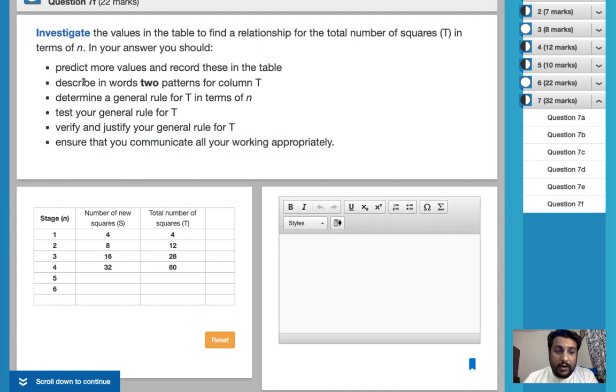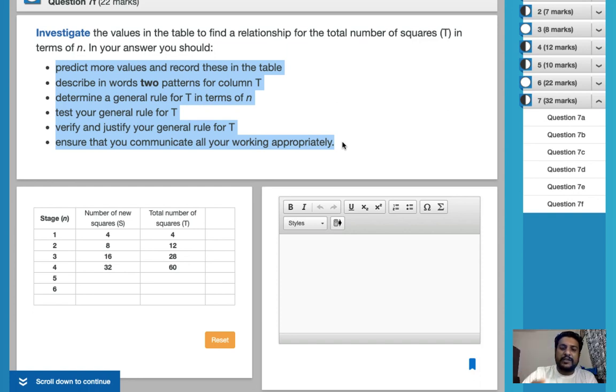So always remember what you are supposed to investigate and figure out, and these are the answers you need to give. You need to include an answer for each and every pointer. That is, predict more values and record this in the table. Describe in words two patterns for column T. Determine the general rule for T in terms of n. Test your general rule for T.